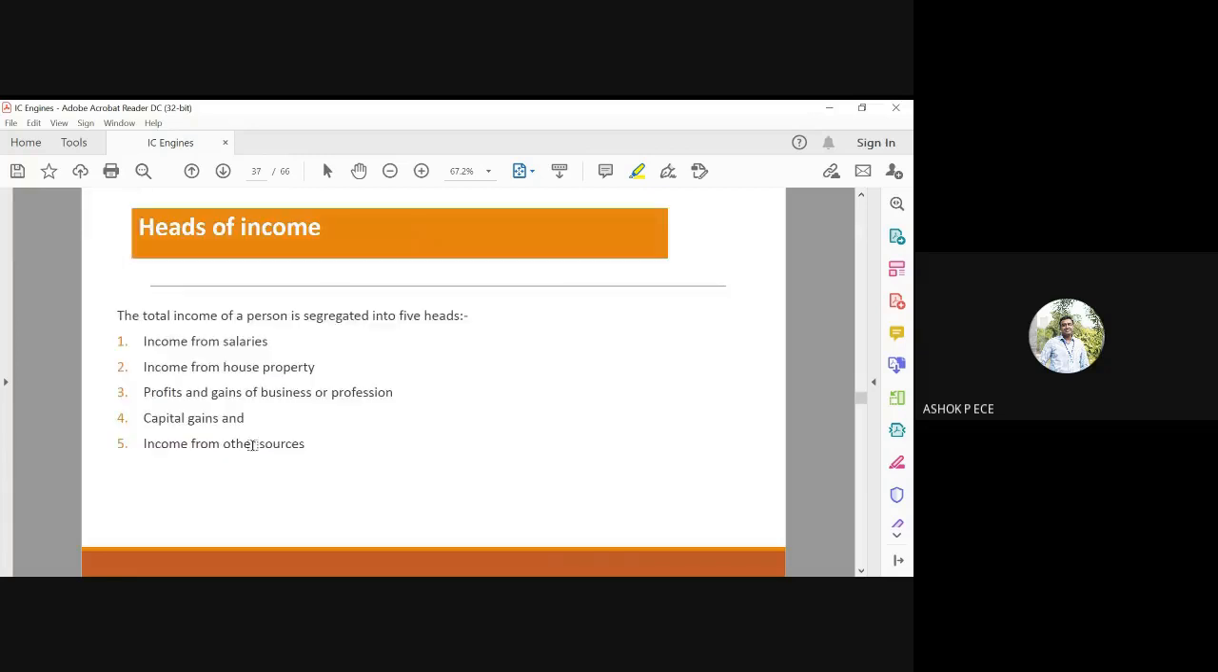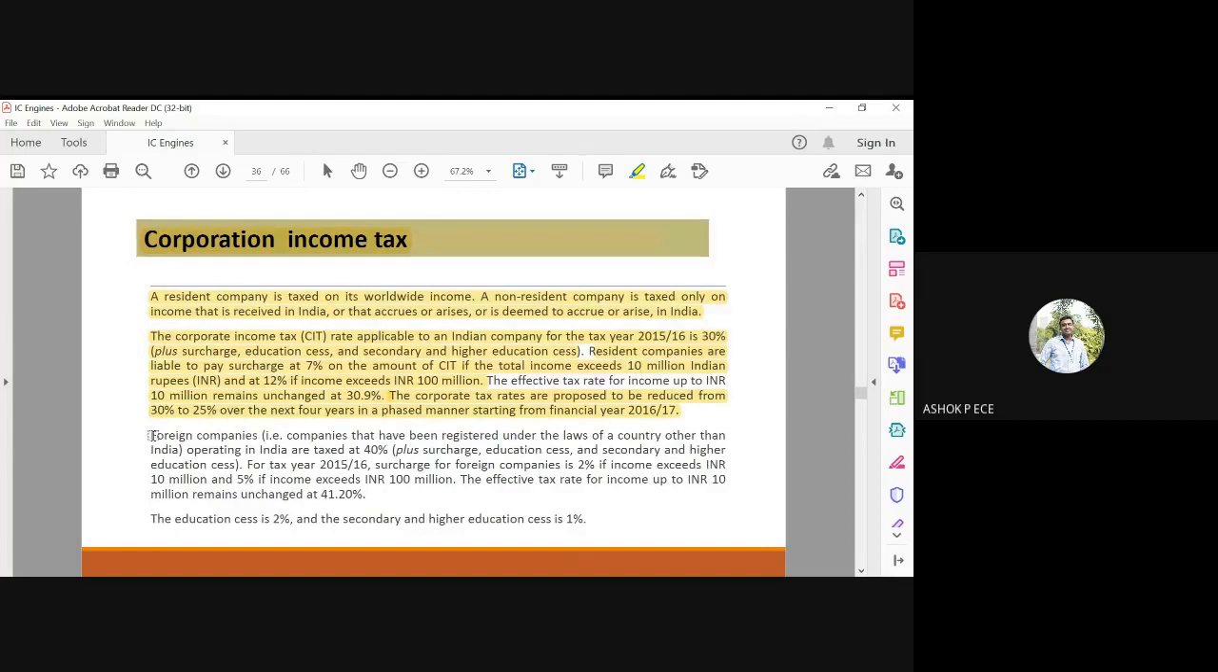So foreign companies which have registration abroad, not in India, are also taxed at 40 percent in the financial year 15-16. Okay, foreign companies are taxed 40% tax for the tax year 15-16. The surcharge is 2% if the income exceeds 10 million INR and 5% if the income exceeds 100 million. So for Indian companies it is 7 and 12. Here it is reduced to 2 and 5.